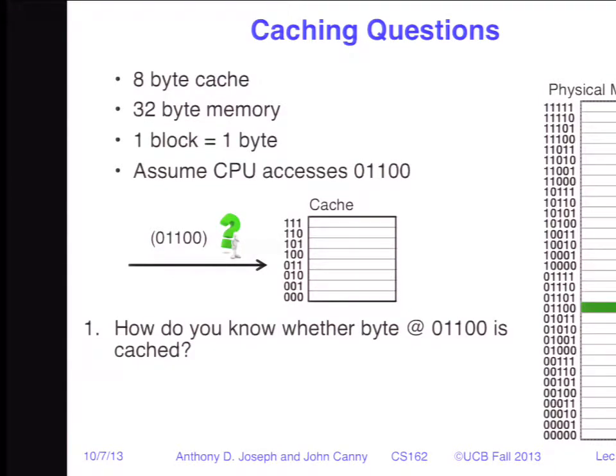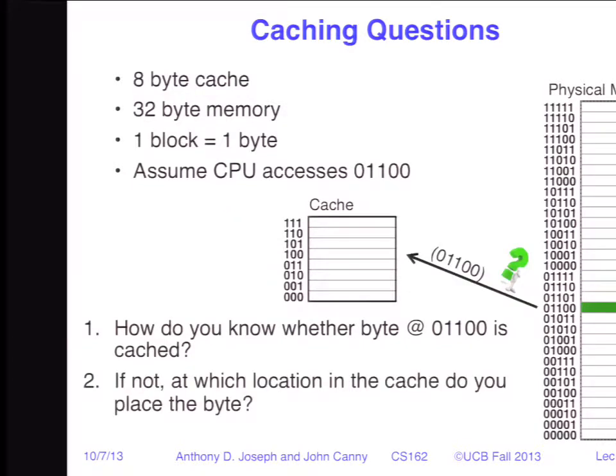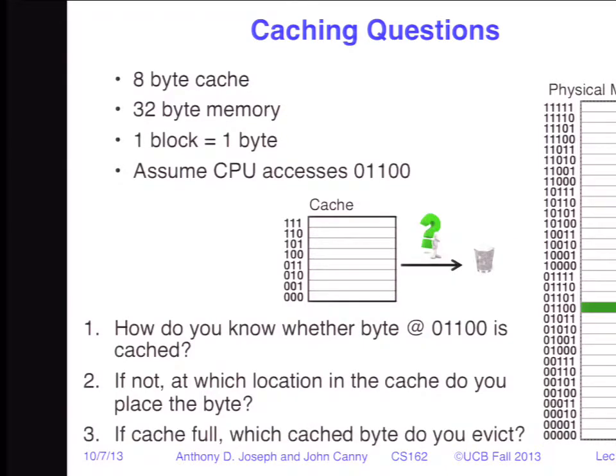The second question we want to ask is, if it isn't stored in our cache, where would we put it in the cache? And we have 8 choices of places to put it. The third question is a replacement policy. When the cache is full, which byte do we pick to evict? So 3 questions that we'll ask of any cache organization: whether a byte's cached, where we put a byte in the cache, and when the cache is full, what do we evict? So the first example should be one that you're familiar with from 61C.